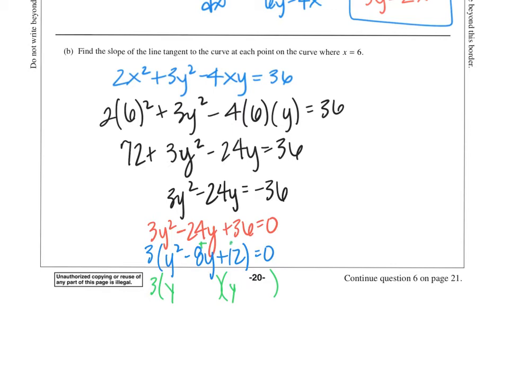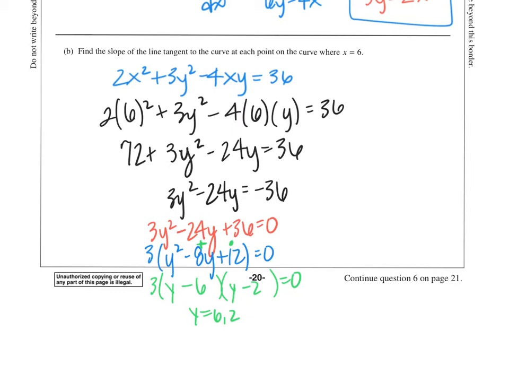What multiplies to be 12 and adds to be negative 8? That's negative 6 and negative 2. Therefore, my y values are going to be 6 and 2. Notice that the question said find the slope of the tangent line of the curve at each point on the curve where x is 6. And we've just found, when x is 6, my y is 2 and 6. Interesting. It's not a function, and that's okay.